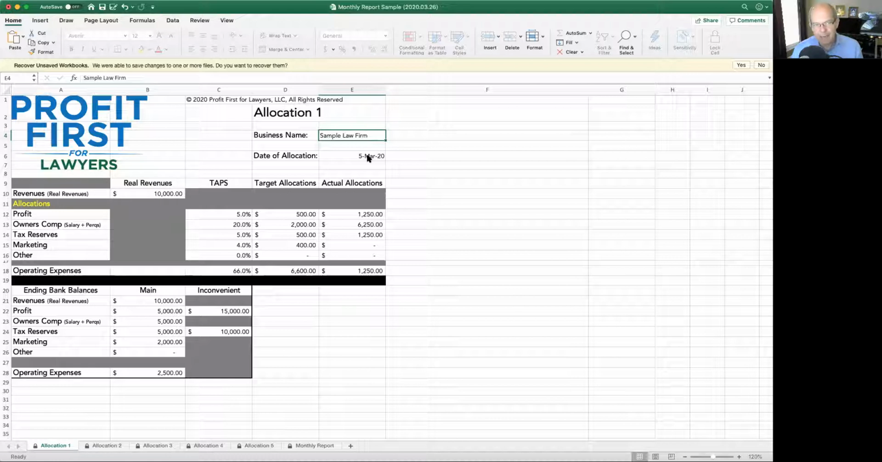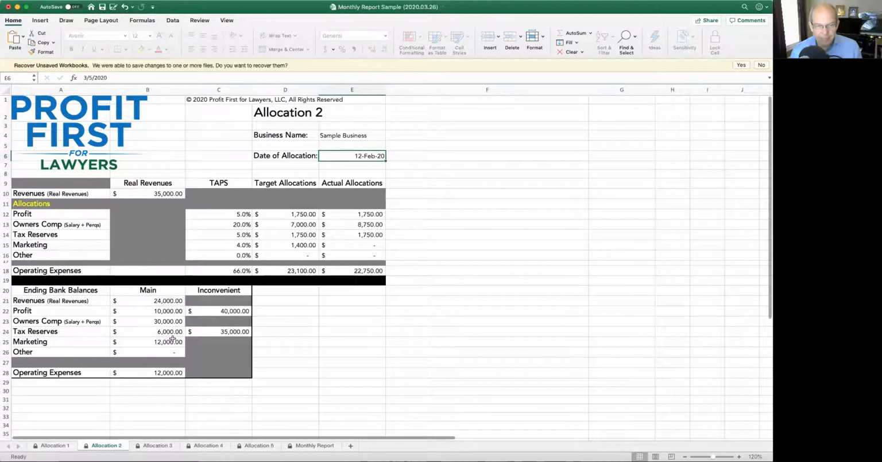We put our business name here, Sample. I'm calling it a Sample Law Firm. It could be Sample Business, doesn't matter. And again, the date of the allocation. So we do that, and then we're done. That's it. That's as long as it takes to do one allocation.